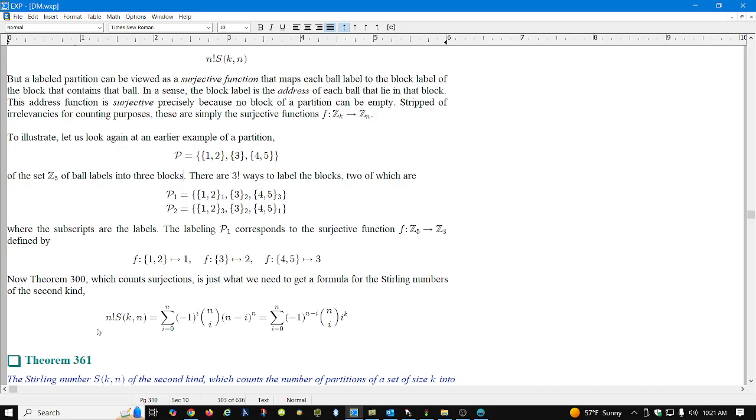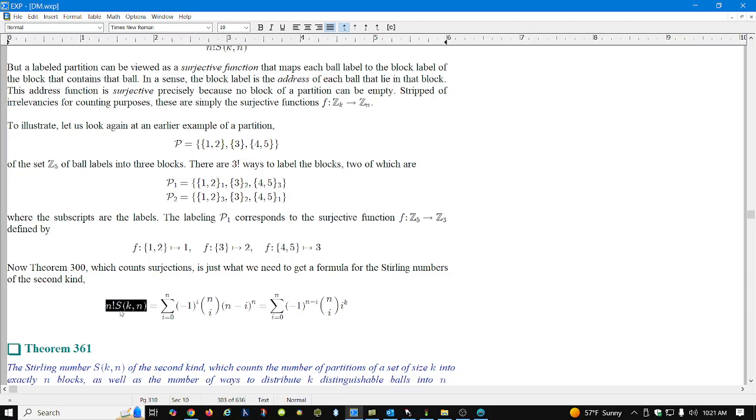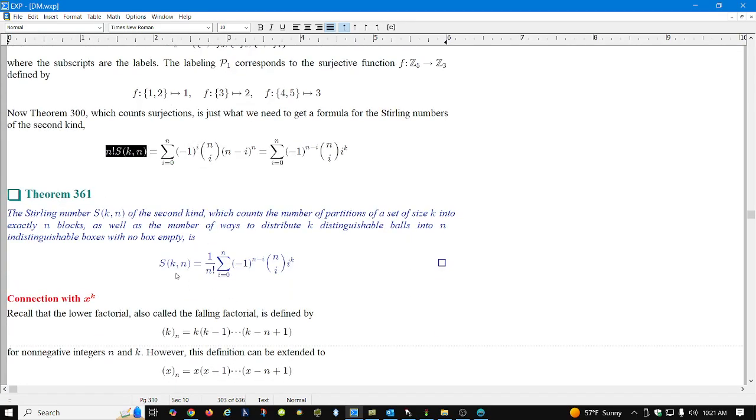But it tells us that this number is equal to this sum, which I'm rewriting a little bit here. And so we divide by n factorial, and we get a formula for the Stirling numbers of the second kind. It's the typical inclusion-exclusion type of formula. It's a summation, not all that pleasant, but still a formula.